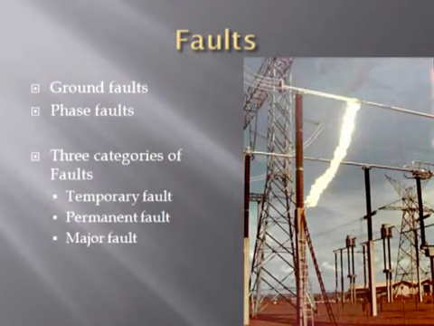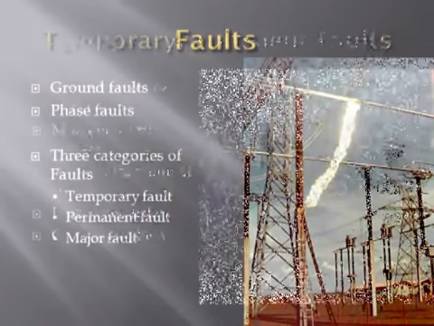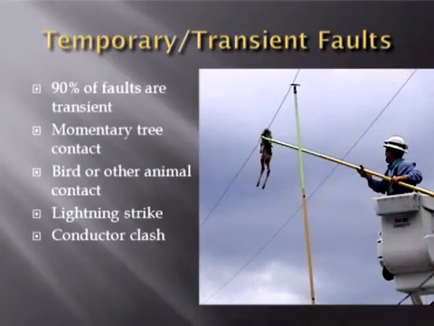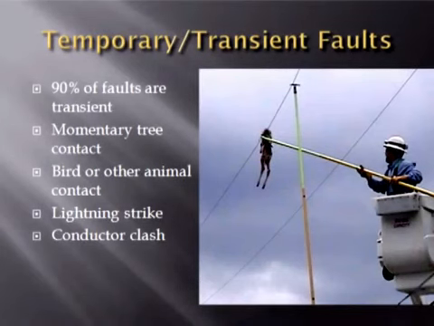Faults can be categorized as temporary faults, permanent faults, and major faults depending on the magnitude and time taken to repair them. A transient fault is a fault that is no longer present if power is disconnected for a short time. Many faults in overhead power lines are transient in nature. At the occurrence of a fault, power system protection operates to isolate the area of the fault. A transient fault will then clear and the power line can be returned to service. Typical examples of transient faults include momentary tree contact, bird or any other animal contact, lightning strike, conductor clash.